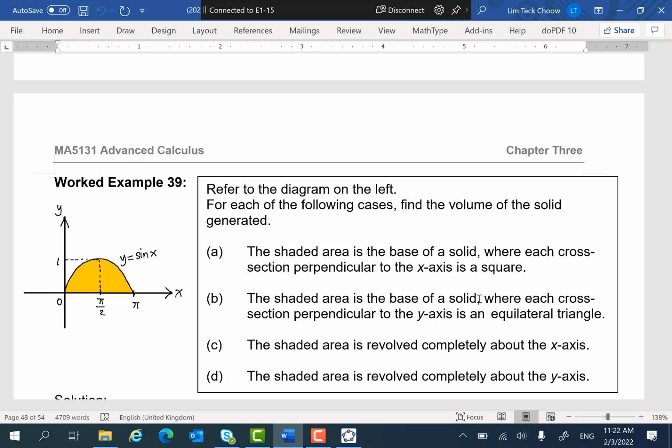So you imagine that at this point x, I draw a line up. At this point x, I draw a line up. I come across, I go this way, and that's a square. Can you see? So can you tell me, for an x, what would be the area of that square?